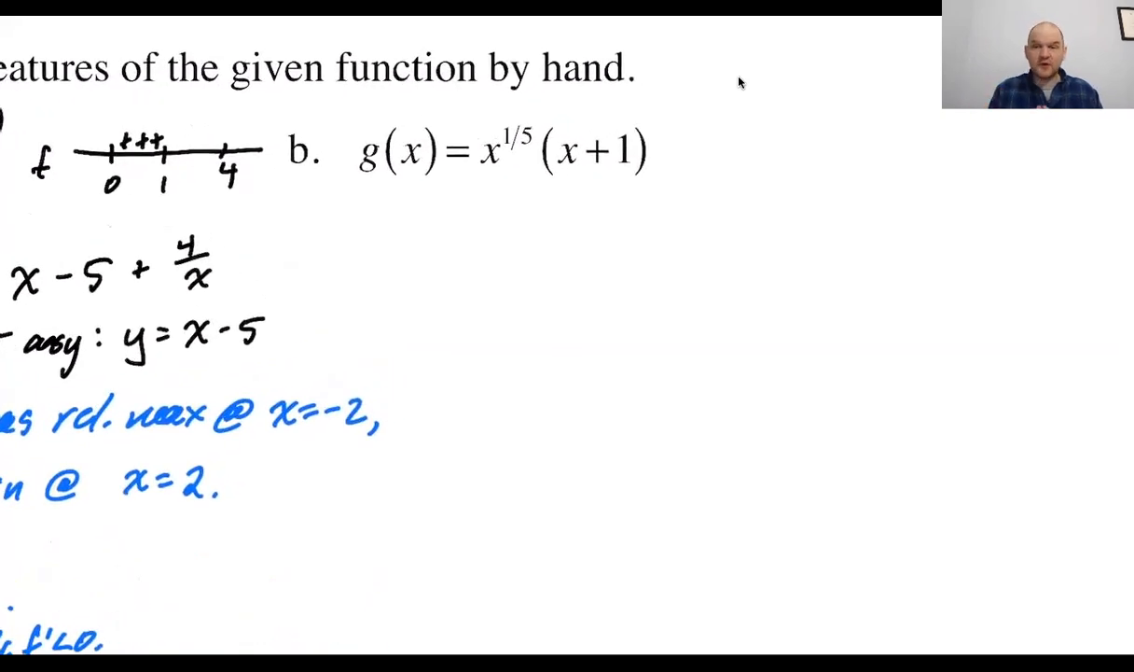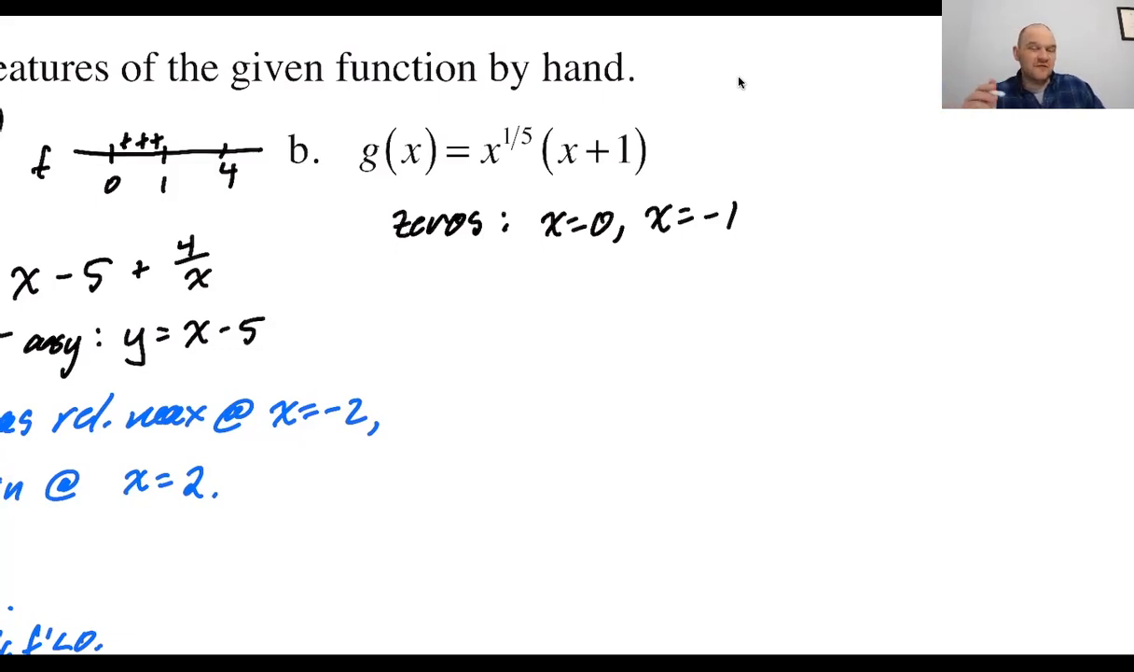Working on the level of g of x, so on the original function, you can see the zeros. So zeros are going to be at x equals 0 and x equals -1. Now, if x goes to infinity, I just get the fifth root of infinity, which is infinity, times infinity, so I get infinity. So there's not an asymptote as you go to infinity.